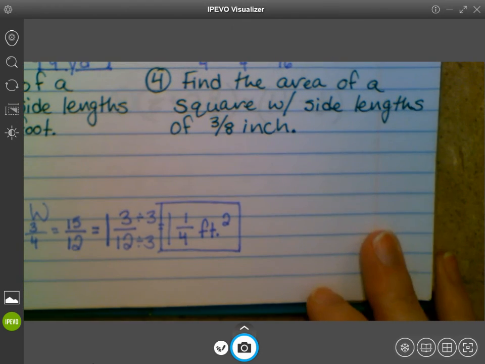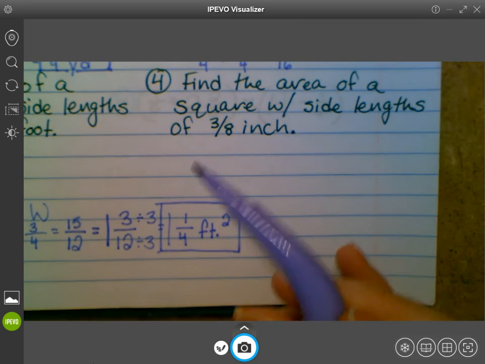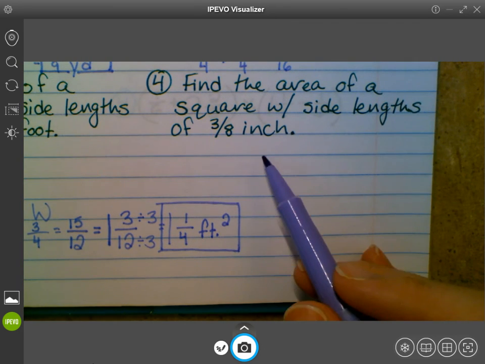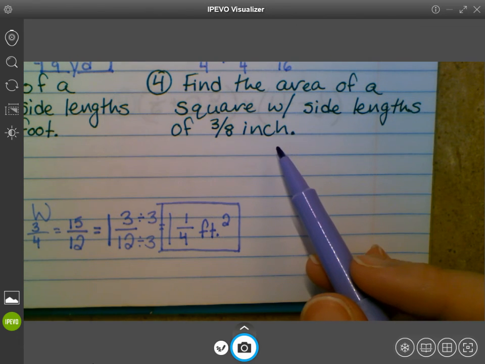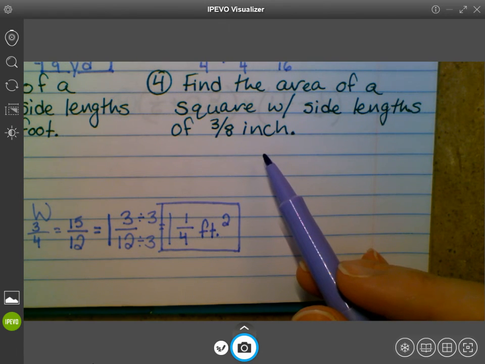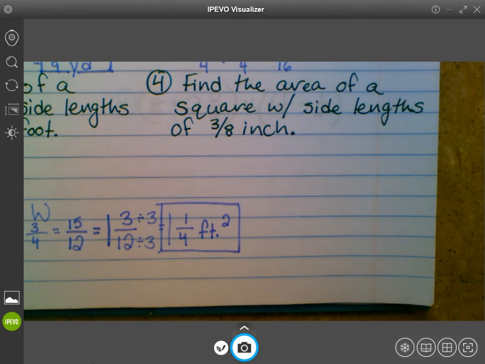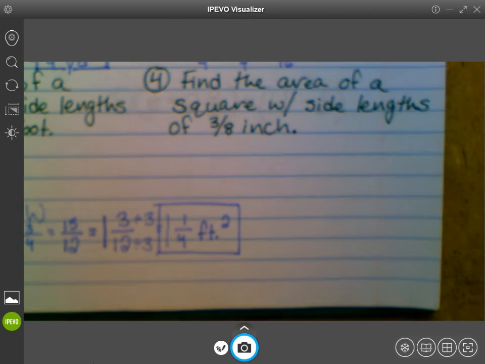Then we had number 4. Same thing, different word problem. So find the area of a square with the side lengths of 3/8 of an inch. Now, 5th grade, how many of you, when you were looking at this, may have thought, wait, they only told me one side length. I need 2. Why is it okay that they only gave us one side length?